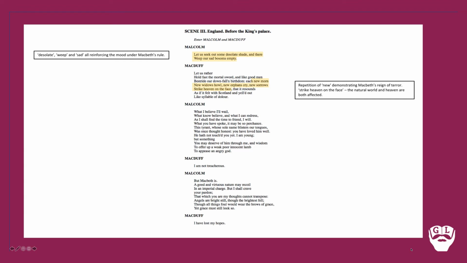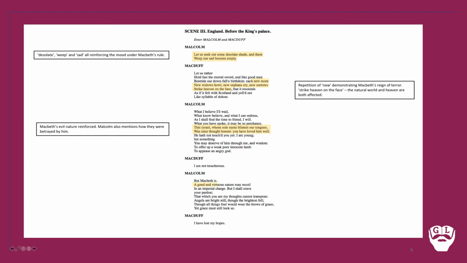He says, "This tyrant whose sole name blisters our tongues was once thought honest. You have loved him well." Malcolm is keen to reinforce here how they were both betrayed by him. People believed in Macbeth, them included. And Macbeth's evil nature is reinforced here. This tyrant, again referred to as a tyrant. His name blisters our tongues. This is really important there.